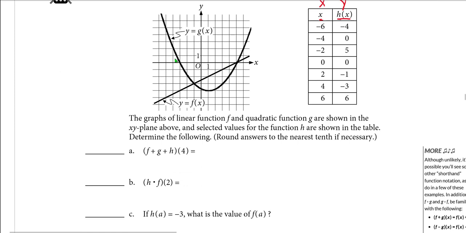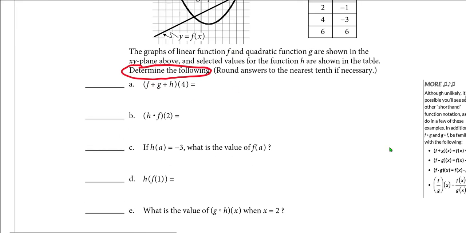So again, we have the same two functions here. We have that quadratic function g, we have that linear function f, and now we have this new function h, but h is not given on the graph. We don't have the curve or graph of h. We have a table of values for h, and we just need to determine the following. So this notation right here, f plus g plus h of 4.